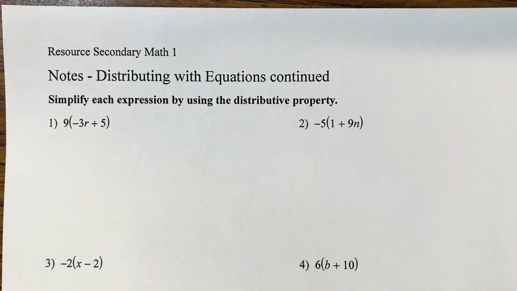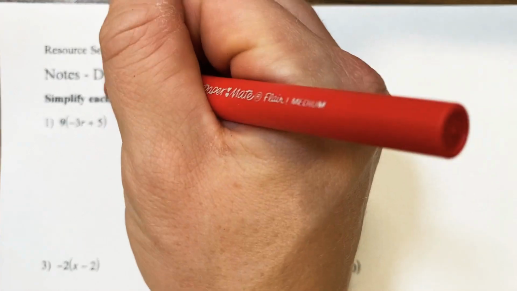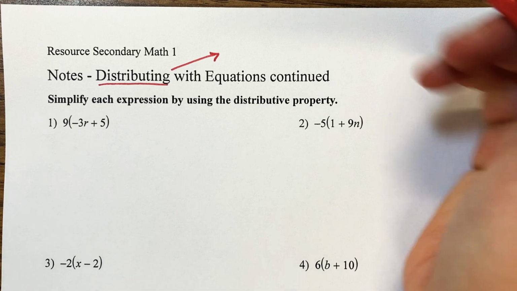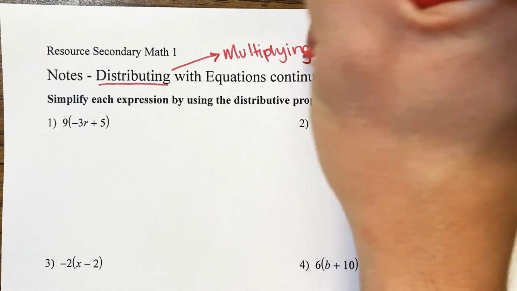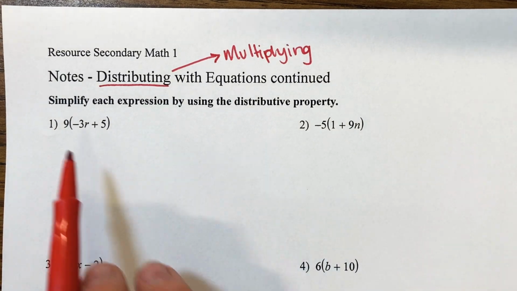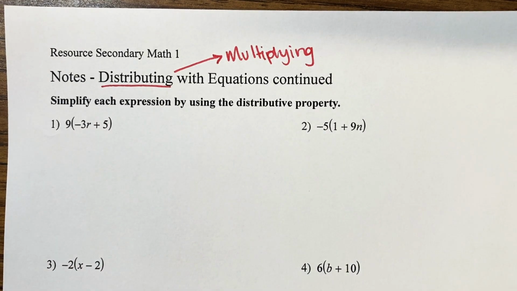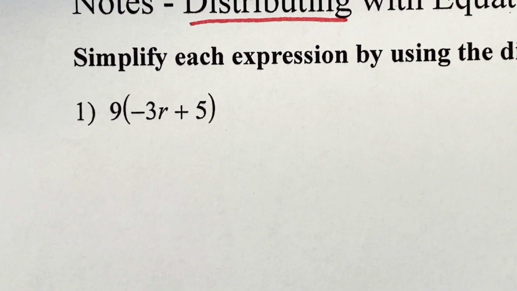So for today, we are still talking about distributing. Remember, what are we actually doing when it tells us to distribute? Remember, this always means we are multiplying. Whenever it tells you to distribute, you are multiplying something. So our first ones, it's asking us to simplify each expression by using the distributive property. So basically by distributing. So let's zoom in. Let's go to number 1.